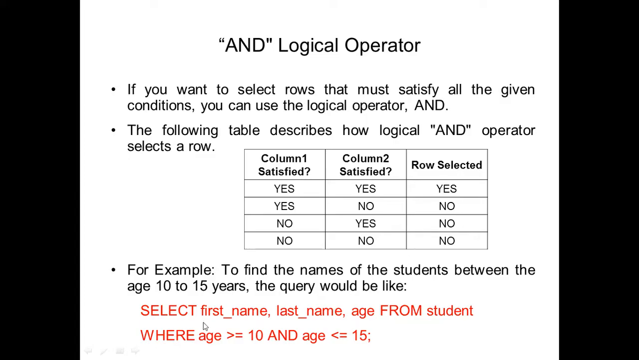For example, select first name, comma last name, age from student where age is greater than 10 and age is less than 15. Means here it will check both conditions. Age is greater than 10 and age is less than 15. If both are satisfied, then it will display the row. Because if both are yes, then and only then the record is displayed.